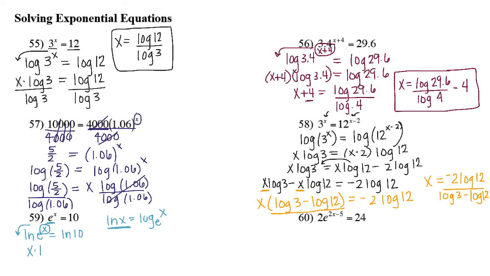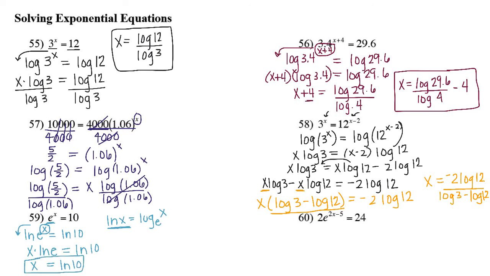And x times ln of e equals ln of 10. And ln of e is always 1. So that's going to be x times 1, which is x, equals natural log of 10. So there's our final answer.